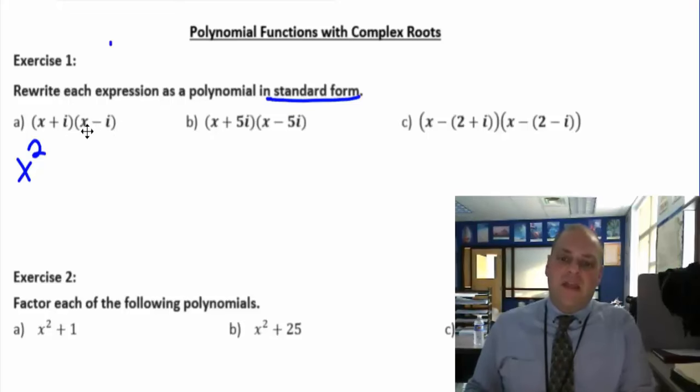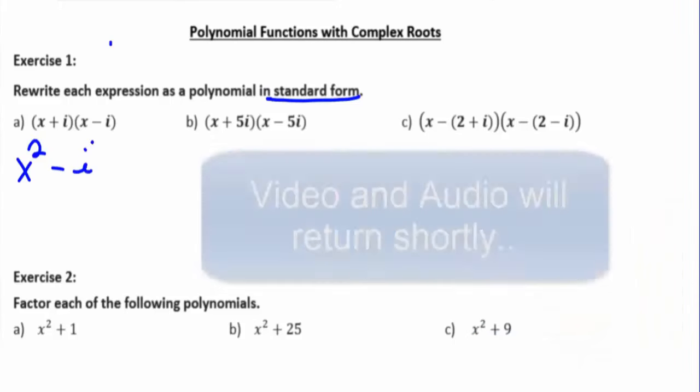We're going to save time by not worrying about the whole distributive, just doing the first times the first and the last times the last term. So i times negative i squared.